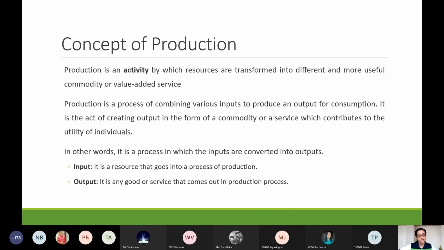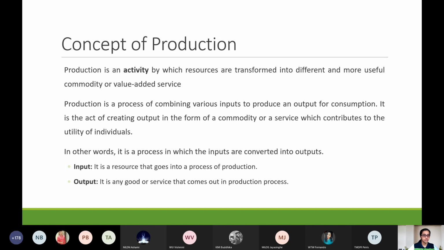The resources that are put into a production are called inputs. Right? Outputs are final goods coming out from the production. Goods and services come out from the production. Okay? So keep that in mind.